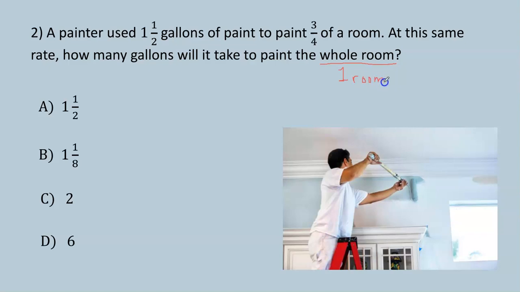When we're talking about unit rate, we need the denominator to be 1. So basically they're telling us that what needs to be 1 is the room. So I'm going to put the room in the denominator because the room is the part that needs to become the 1. So that means that in the numerator, we're going to put the gallons.